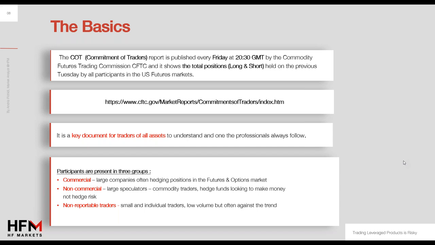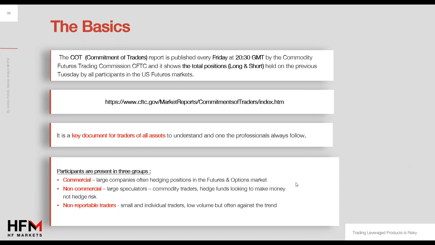there are three groups in that report. Okay, commercial, non-commercial, not reportable. So traders are classified as non-commercial or commercial. And that holds for every position. By the way, again, I repeat, this is for the US. Okay. So they are classified as non-commercial and commercial.